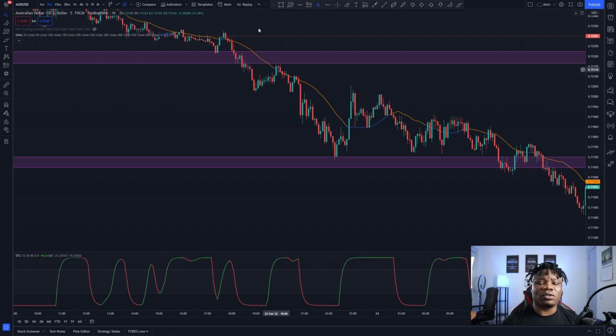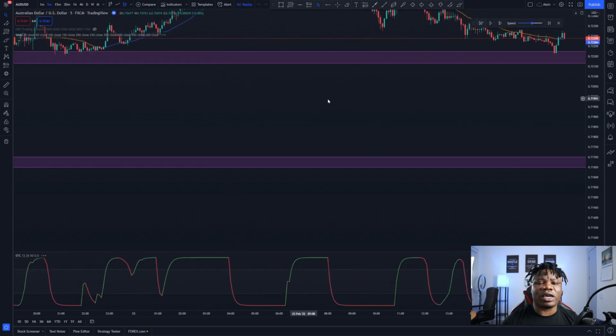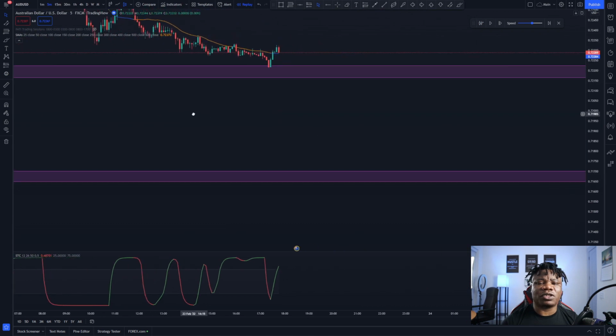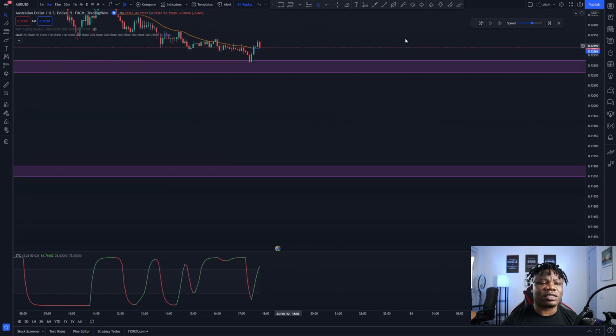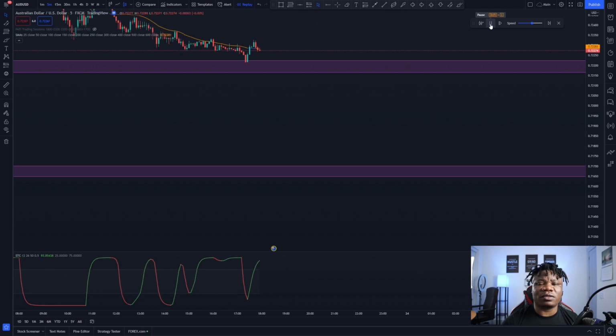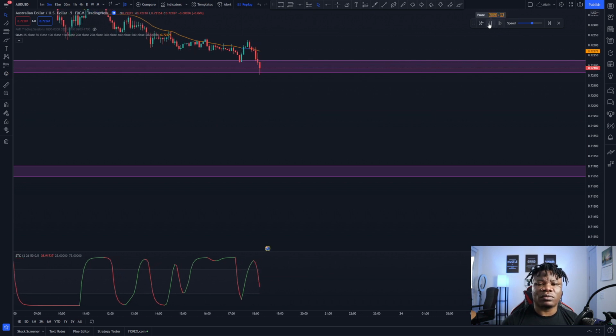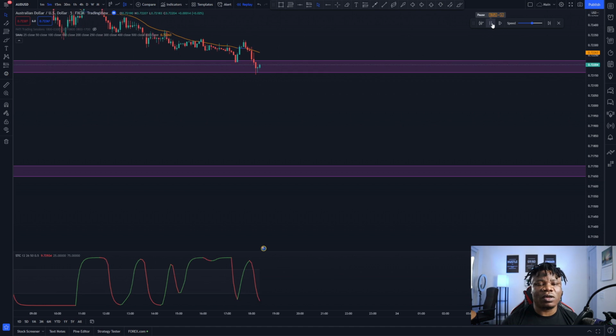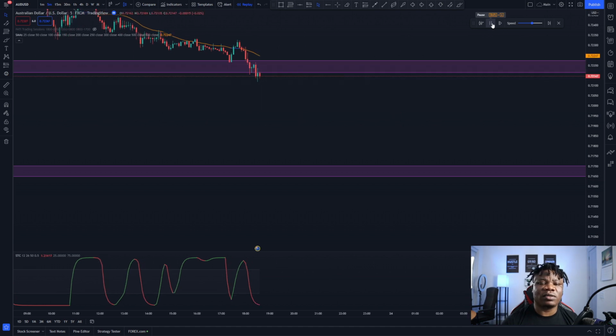So what I'm going to do here, I'm going to put this in replay mode, and we're just going to start from right over here before we had the break of structure, and then we can take our sell position. So let's start from right there and let's see where our entry is going to be. All we're doing here is just waiting.